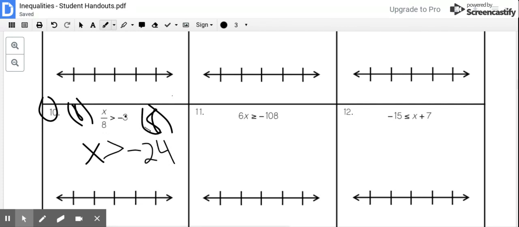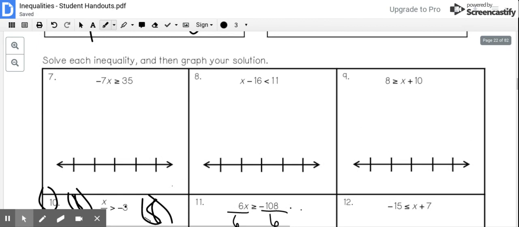Okay, same thing on this one. We're dividing by 6. So we don't flip the sign because it's negative 108 divided by a positive 6. So it's only when you say divide by negative or multiply by negative. So this answer would be negative 18.